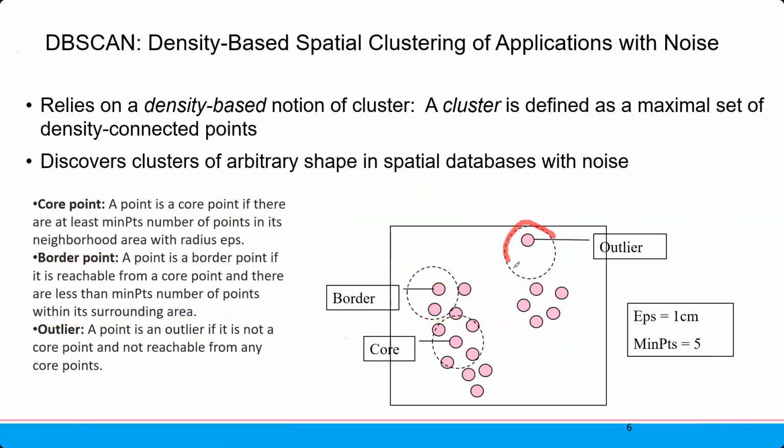This one is an outlier because it does not belong to a core point and it is not reachable from any core points. So if you have one like this, for example, let's say this one is the core point, so it is not reachable. We don't have any points in between, so we call this not reachable.